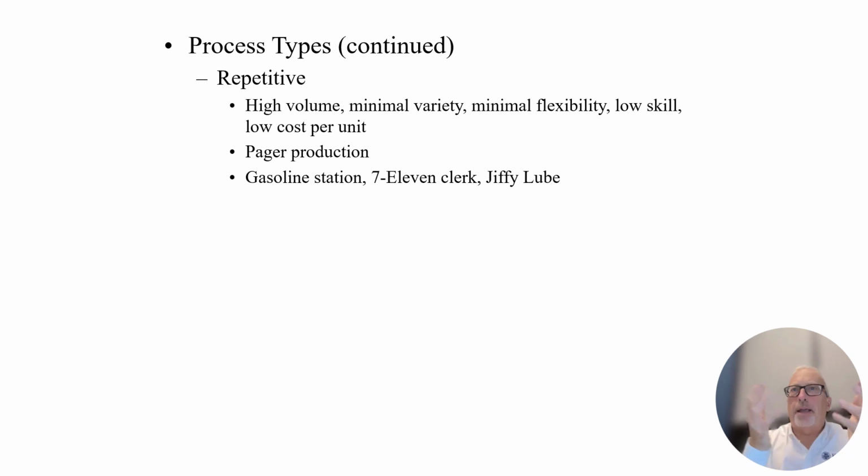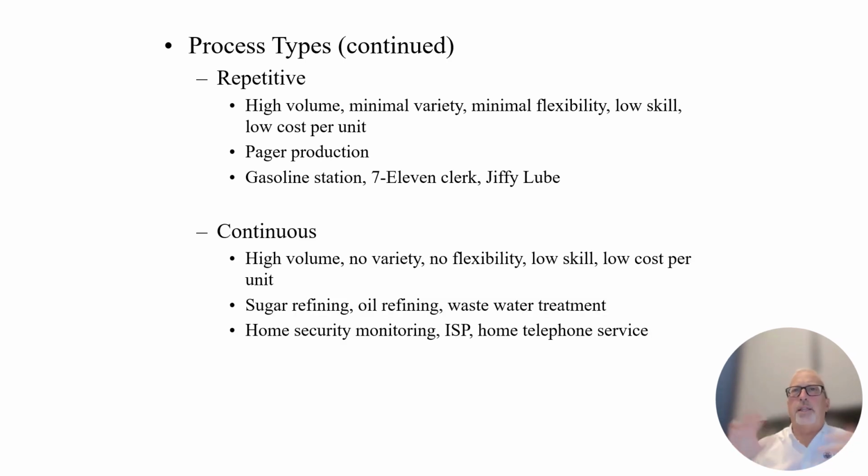Gasoline station, repetitive. People pull up, the cashier charges, let me have your card, which kind of gas do you want, put it in the car. So very repetitive, low skill, don't need a lot of training, high volume, minimal variety, minimal flexibility. So just kind of thinking about what your process is. You should be able to look at your company and say whether it's continuous, repetitive, batch, or job shop. Think about those four different types. I'll probably be asking your groups about that.